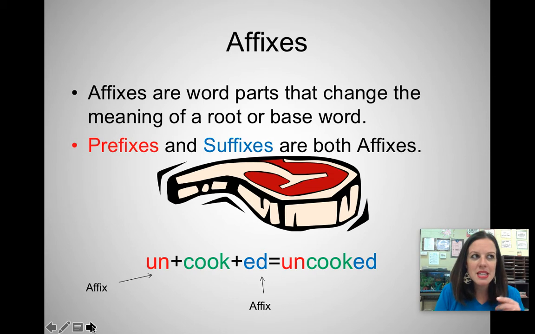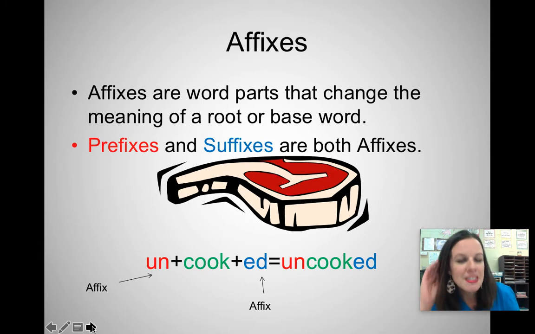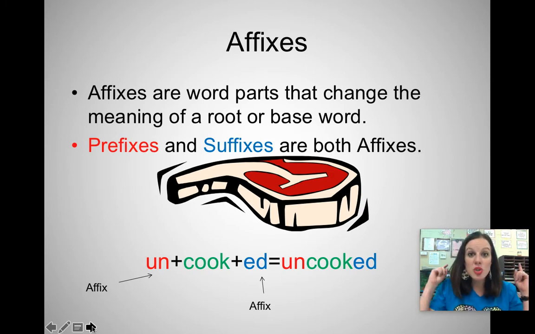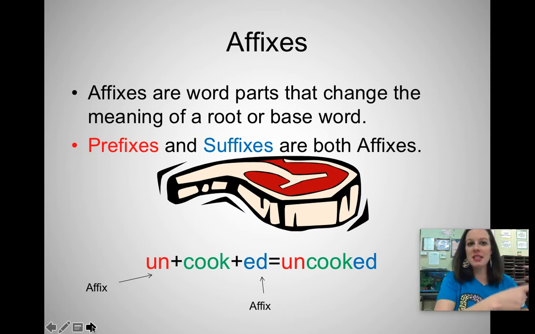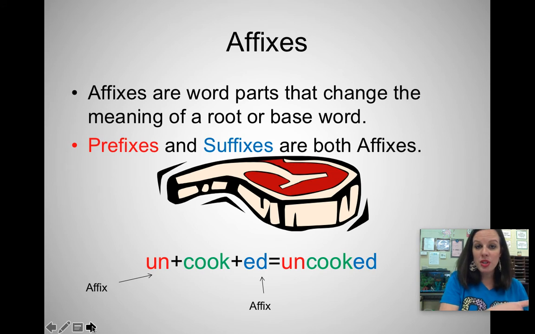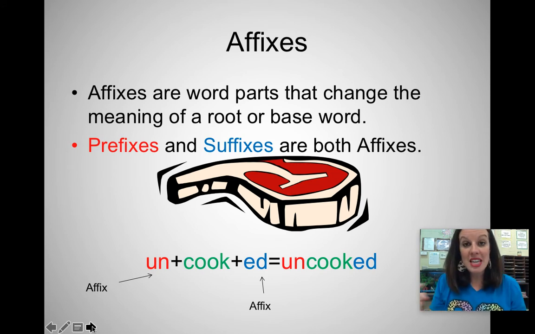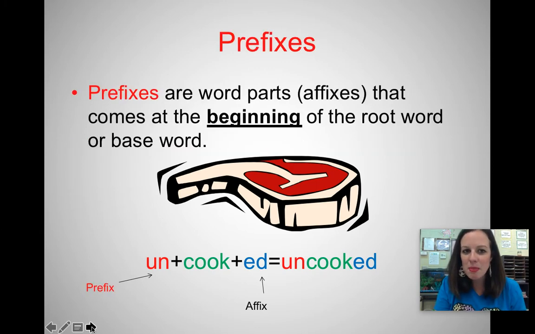An affix is a prefix and it's a suffix, and those are all word parts. That's right. So we can add prefixes to the beginning of a word or suffixes to the end of a root word, and we can change the meaning of the word. Let's look at some more examples.